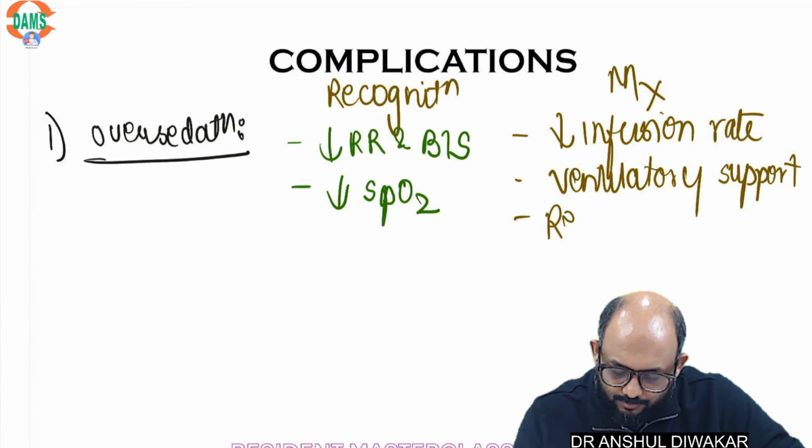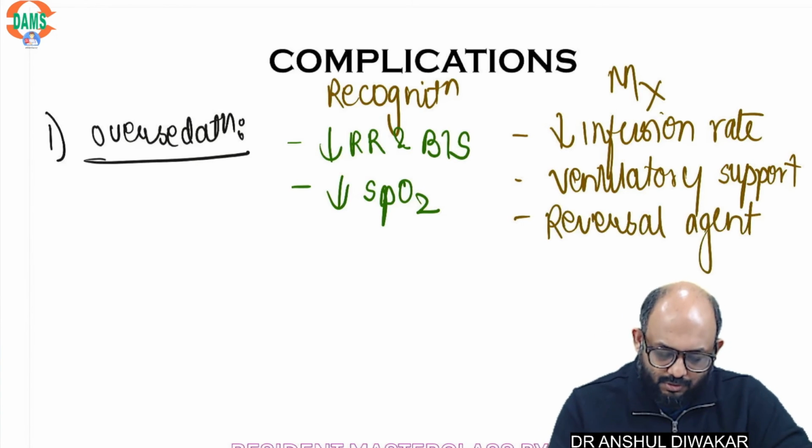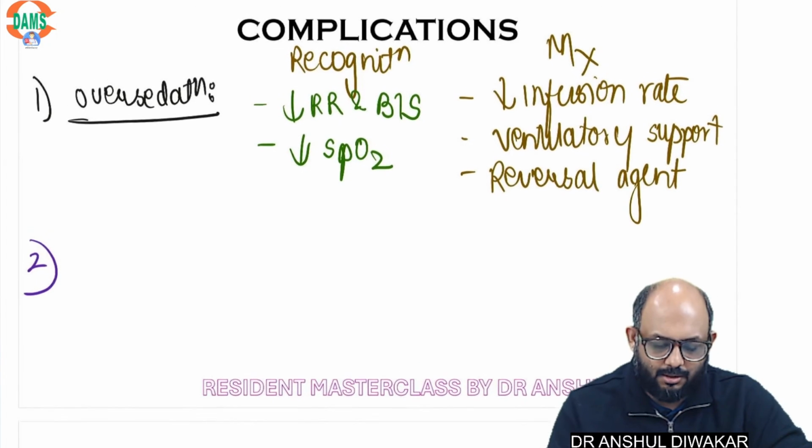And you will use reversal agents if required. So you can use naloxone, and if you're using midazolam, you can use flumazenil.